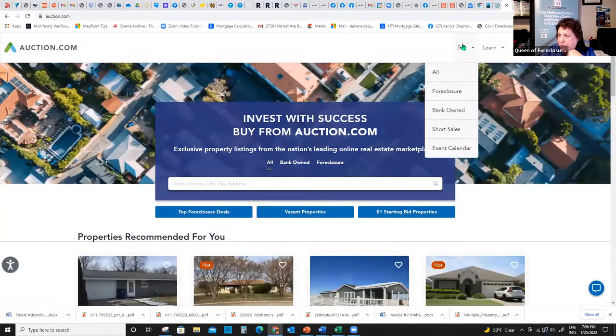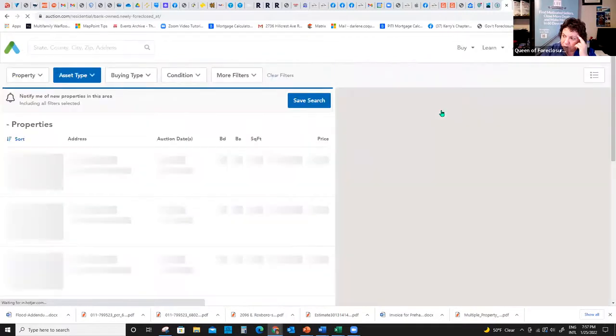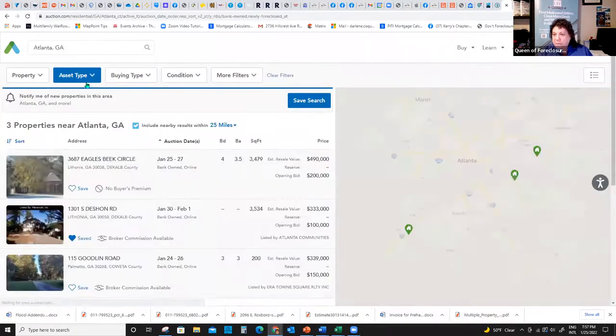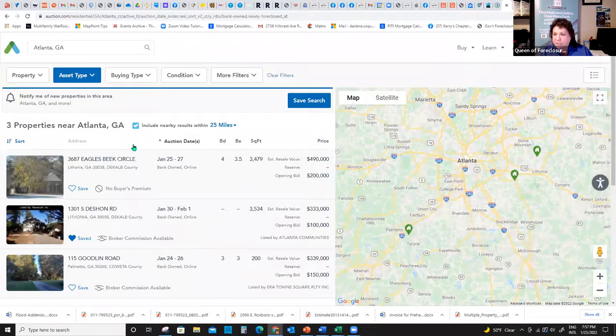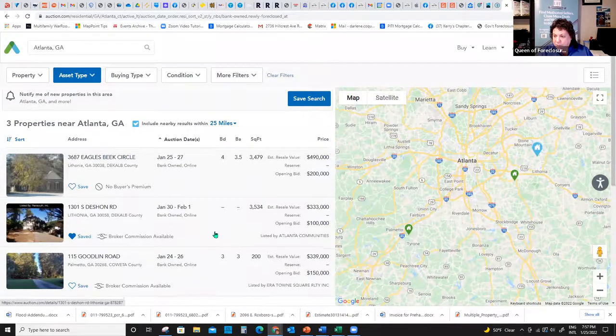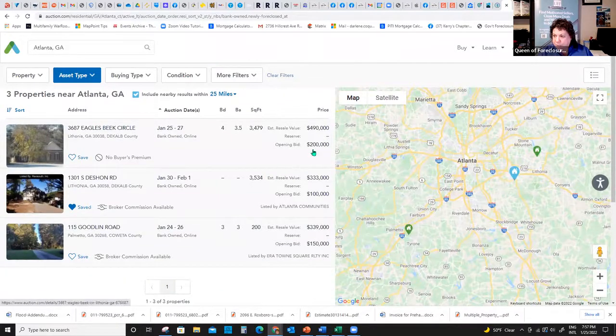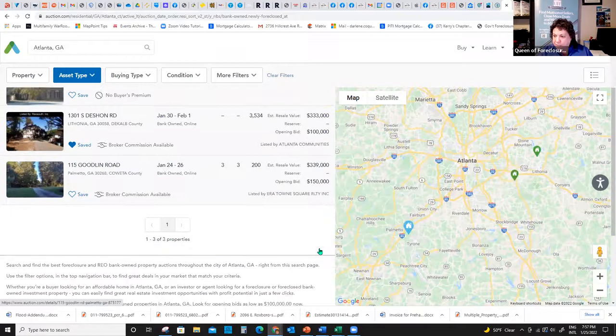And if you watch your territory, learn how to use it here. For example, we talked about REOs. REOs are bank-owned properties. I could ignore everything else for now, and I just want to look at bank-owned properties. So many, many different ways to narrow down your search. He's got me here in Atlanta, Georgia. Opening bid 200, 100, 150.